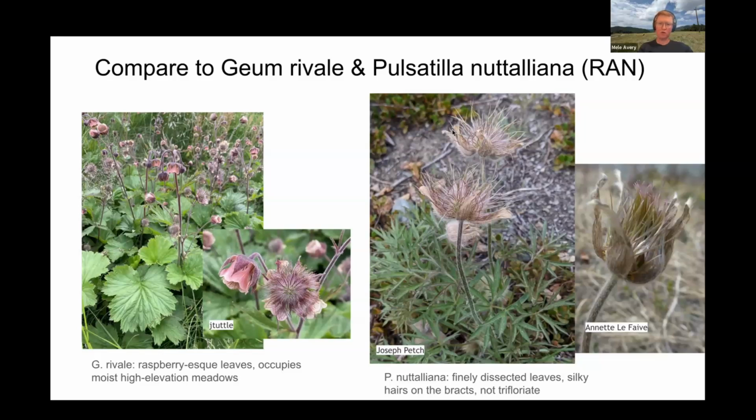And then you have, this also has the common name of prairie smoke or prairie pasque flower, but it is in the Ranunculaceae family rather than the rose family. It has these silky hairs on the bracts. The leaves are quite different, and it's not a triflorate inflorescence. It's one inflorescence per stem rather than 3 per stem like in our target species.